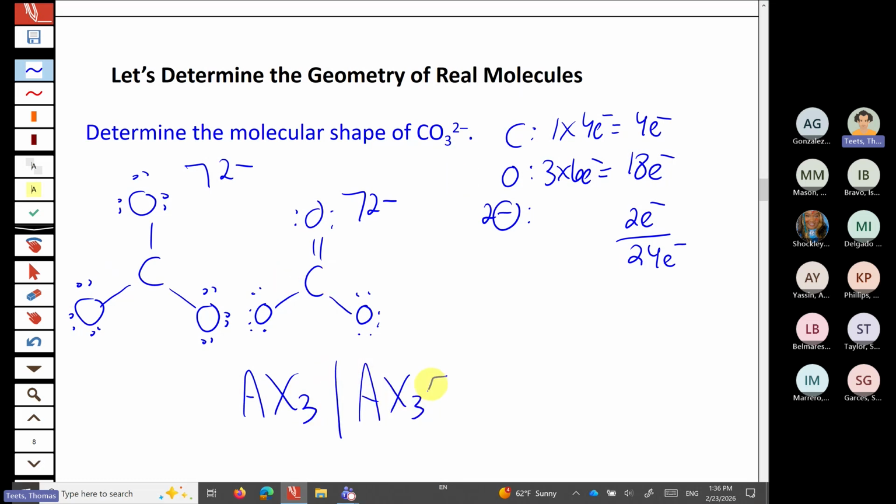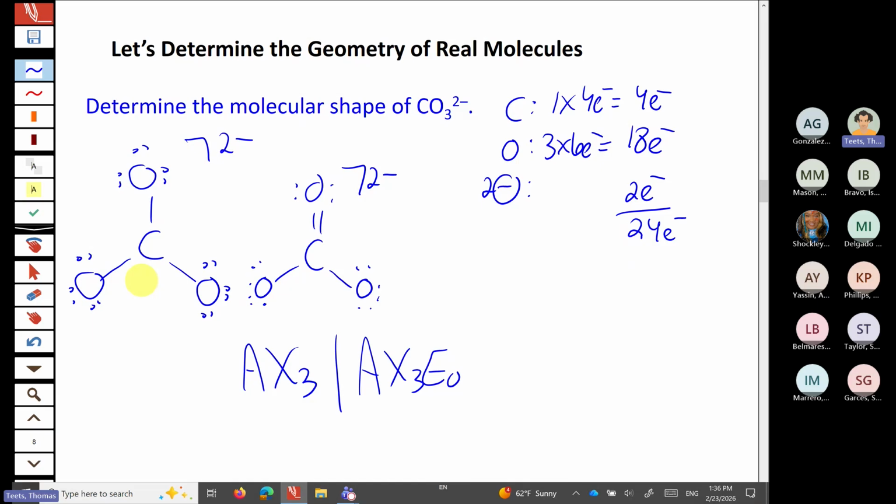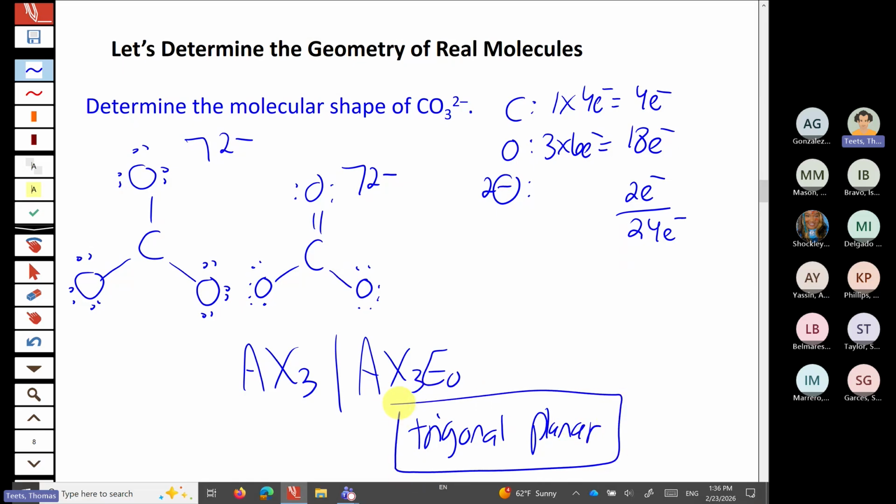But the important part is no lone pairs in the center atom. Doesn't matter whether double bonds are there or not. That's always true. And so AX3, the electron group arrangement and the molecular geometry would be called trigonal planar. That's one where you just put the 3 things into a flat triangle, 120 degrees apart. And so that's the correct shape for carbonate, CO3 2 minus.